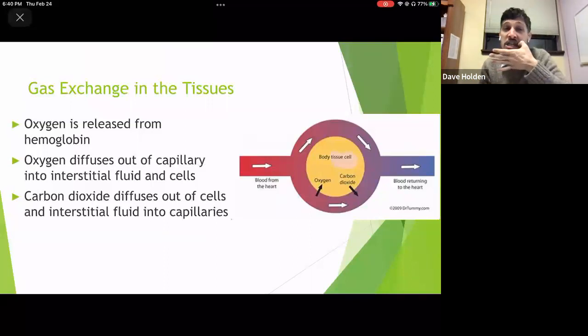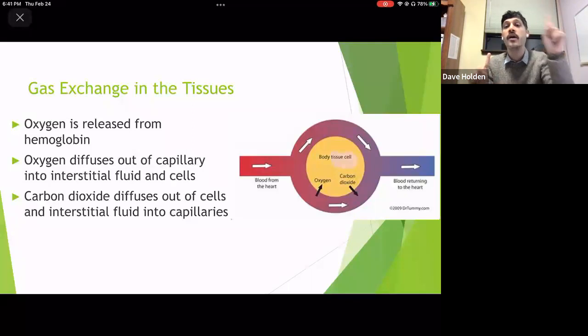All right. Gas exchange in the tissues. So now we're talking about internal respiration. Oxygen unbinds from the hemoglobin molecule. Oxygen then diffuses out of the capillary because there's more free oxygen in the vessel than there is free oxygen outside the vessel. We have just set up a gradient. Nature does not do gradients. We diffuse oxygen out, trying to equalize those levels.